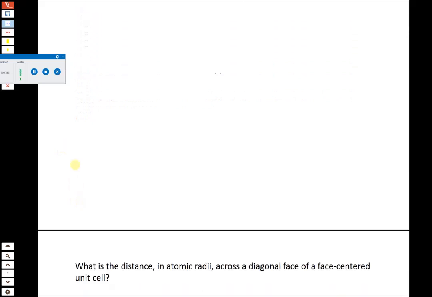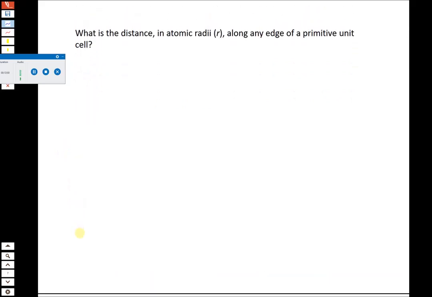Alright, the next two deal with distances along the edges of unit cells. So we did talk about this in class, so I just want to reiterate these points and draw them out. So the first one is dealing with a primitive cubic cell. So in a primitive cubic cell, what we just have is atoms in each corner.